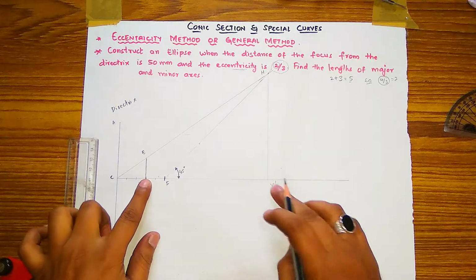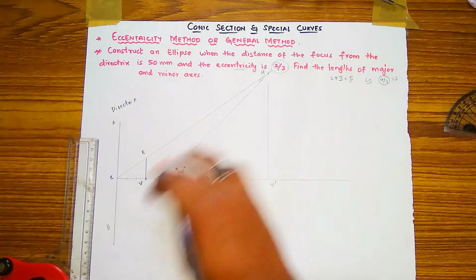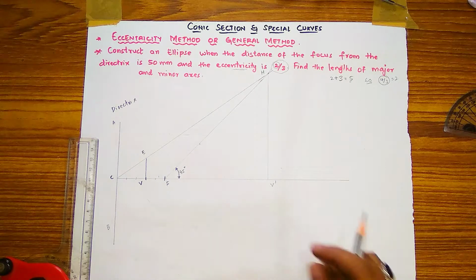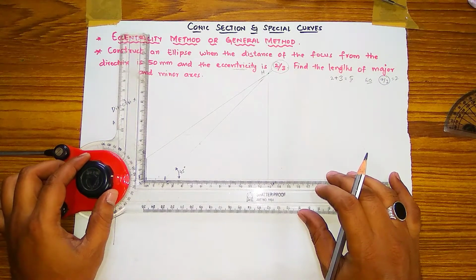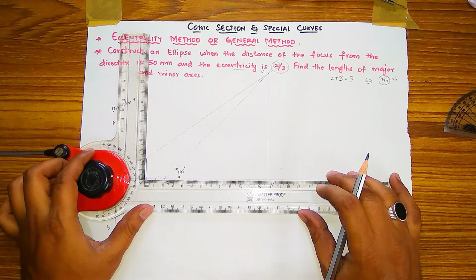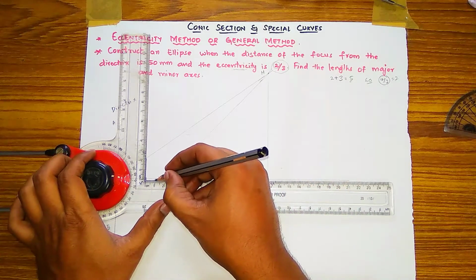Okay, means from here to here you are getting V dash, vertices of the ellipse. Here your ellipse will be constructed. Then after you have to measure this line, vertices V to V. How much am I getting? 13 centimeter means 130 mm. So you have to divide it into 1 centimeter like this.